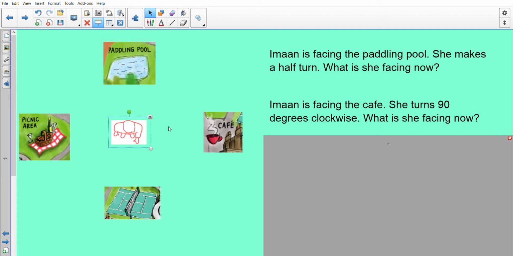Okay, so 90 degrees is the angle of the turn. It doesn't matter where you start, it's always going to be a right angle turn, isn't it? So if she was facing that way and she turns 90 degrees, she turns to the tennis courts, doesn't she? Okay, because there's a right angle in there. 90 degrees is a right angle.